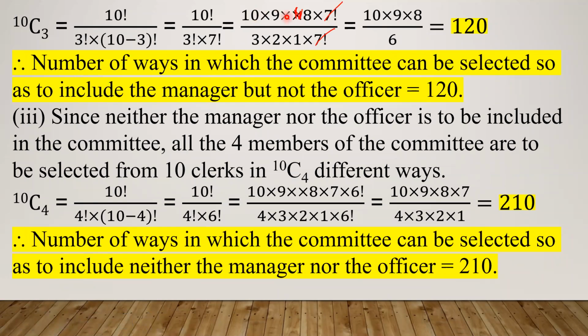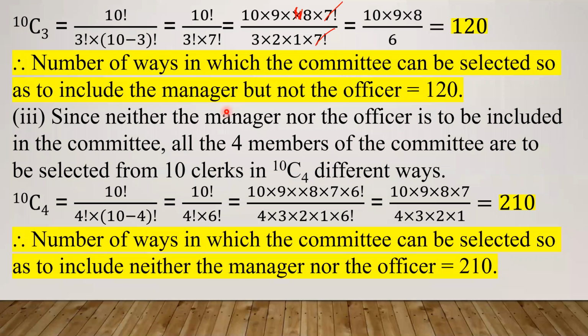So 7 factorial gets cancelled. I'll get 10 into 9 into 8, and in the denominator 3 into 2 into 1, that gives me 6. You can use your calculator or do it manually. In any way you can do this calculation. You will get 120. So therefore, the number of ways in which the committee can be selected so as to include the manager but not the officer is 120. So you can make 120 different committees which will include the manager but not the officer.